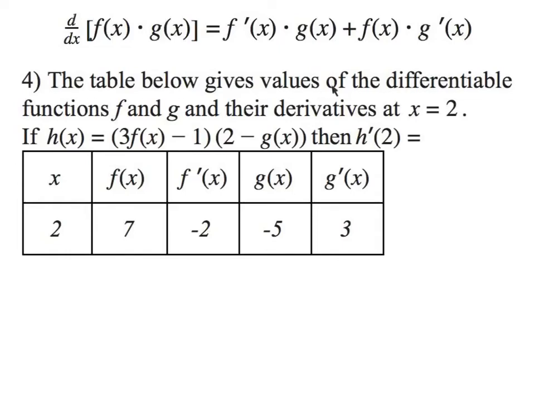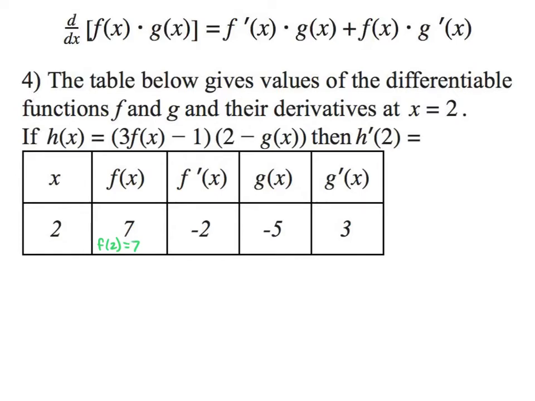The table below gives the values of the differentiable functions f and g and their derivatives at x equals 2. So what this table is basically saying is x is 2. It's not your normal table. It's a little bit different, but this one is really saying f of 2 equals 7, because f of x, when you plug in 2 for x, is 7.